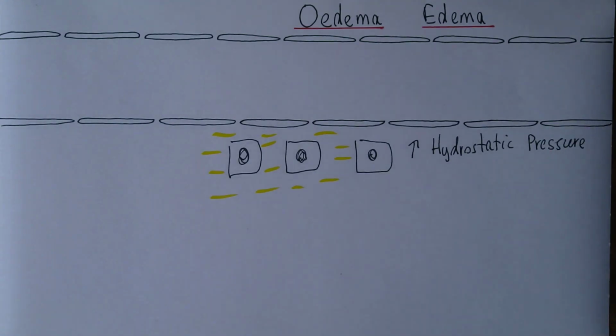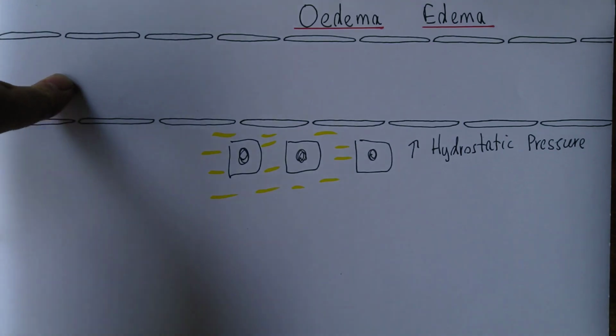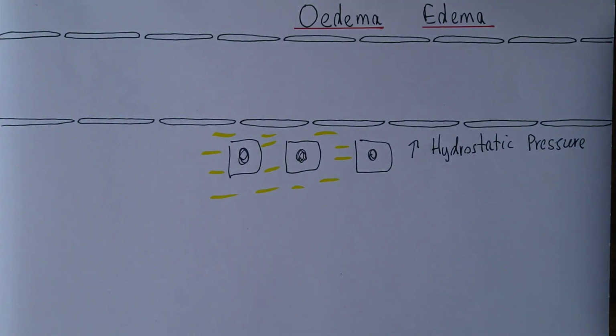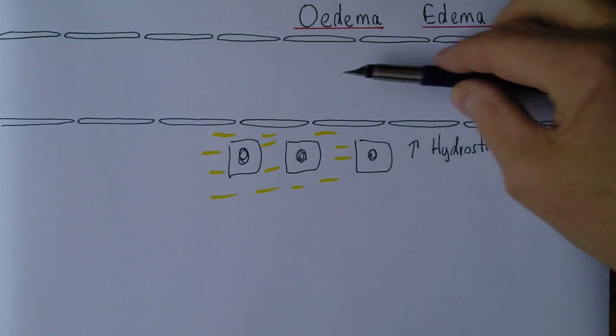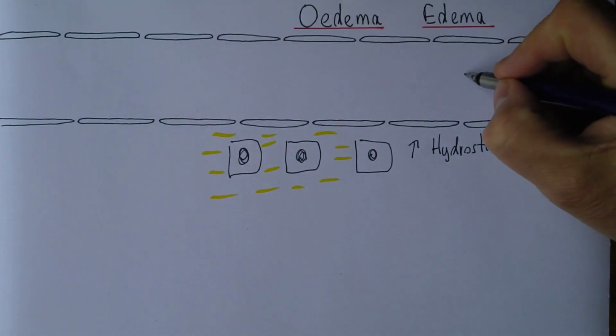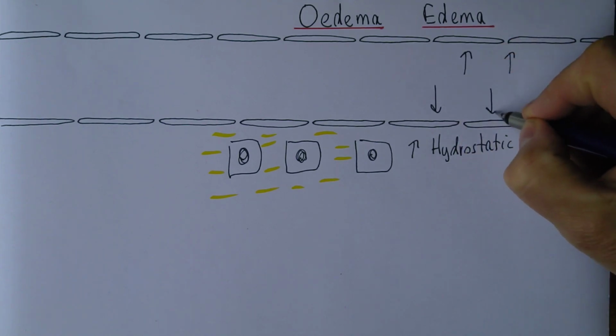If you've watched the previous videos in this series, you'll know that the tissue fluid is formed at the arterial end of the capillary, where the hydrostatic pressure is greater than the osmotic pressure. The tissue fluid is reabsorbed at the venous end of the capillary, where the osmotic pressure is now greater than the reduced hydrostatic pressure associated with the venous end. But if there's increased hydrostatic pressure, that's going to increase the pressure within the capillary.